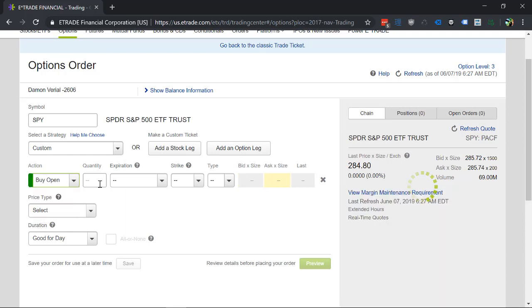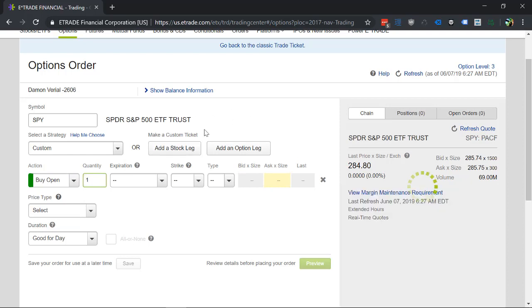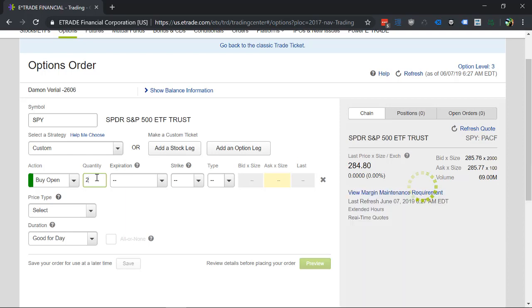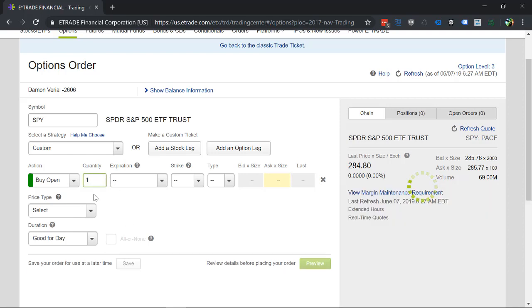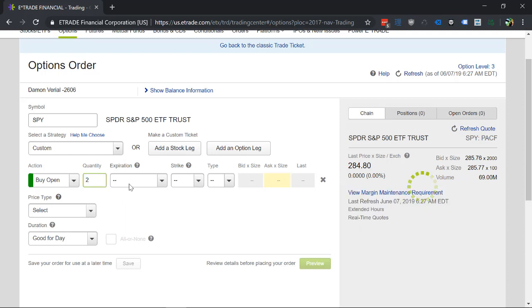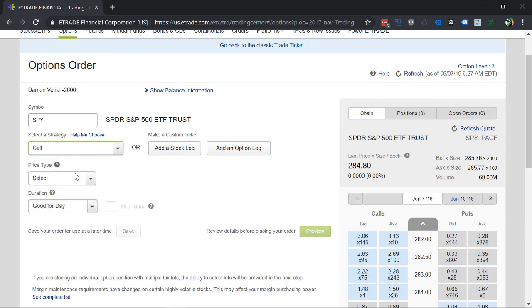So we're going to buy open, and then whatever quantity you want. Generally one call option is the equivalent of 100 shares of stock. You can think of it like that. We're going to try 2 here, because down here you're going to see a little bit of difference if you select 1 or 2. I'll show you what I mean in a minute. If you select 1, this all or none option is unselectable. We don't care about that if we're just buying 1, but I'll show you the difference if you're buying more than 1. So we're going to buy 2 SPY call options.